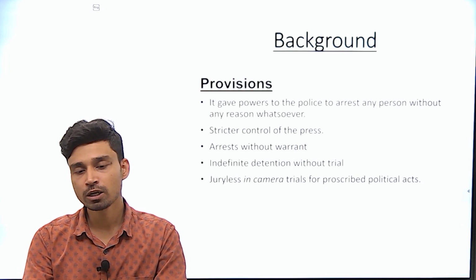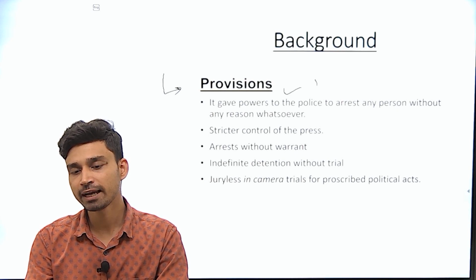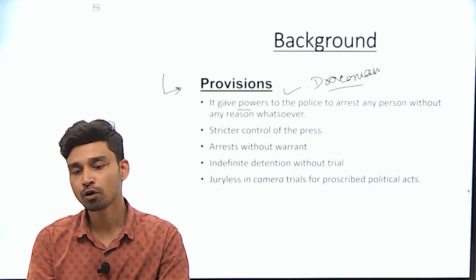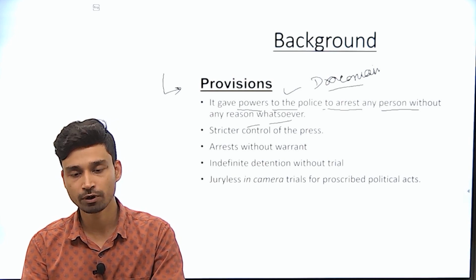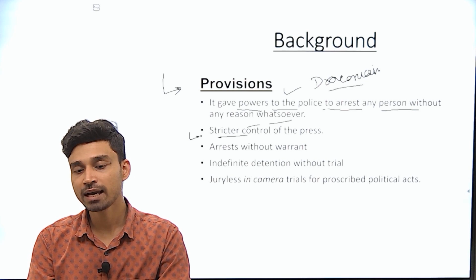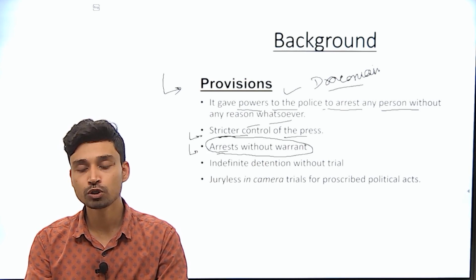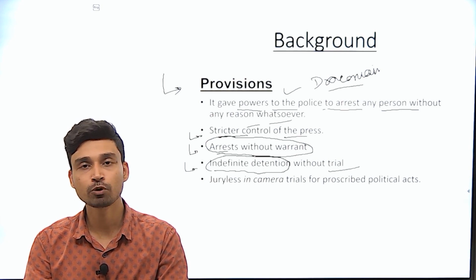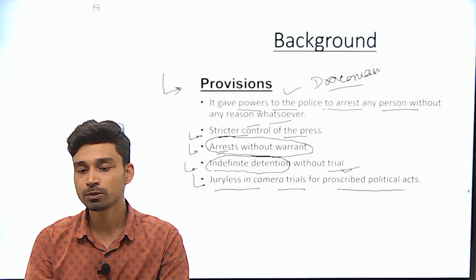But the problem with this Rowlatt Act, we can understand from the provisions given here. It was a very draconian act. The first provision was that it gave powers to the police to arrest any person without any reason whatsoever. Apart from that, it also aimed at stricter control of the press. It also made a provision that any person can be arrested without a warrant. The person arrested can be held in indefinite detention without a chance for any trial, and there was provision for juryless in-camera trials for proscribed political acts.